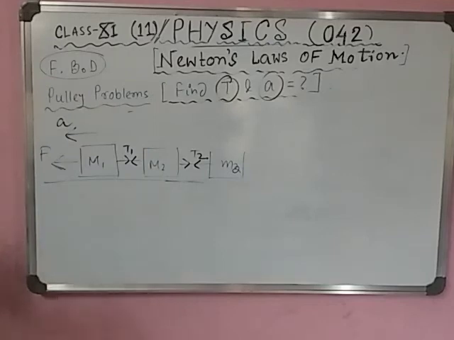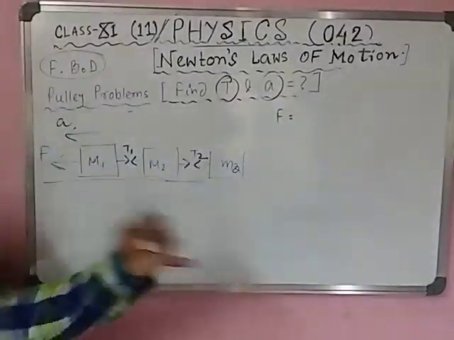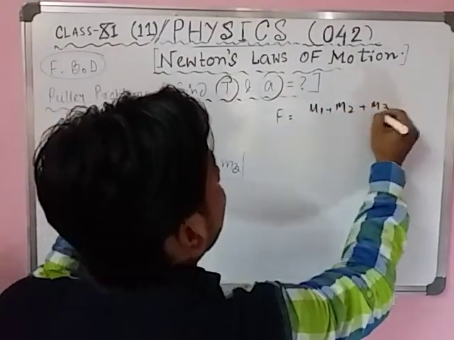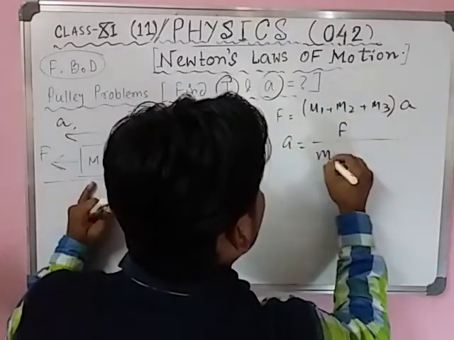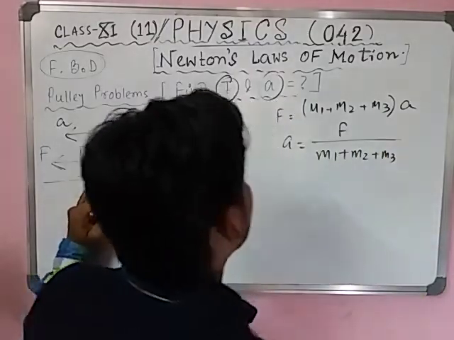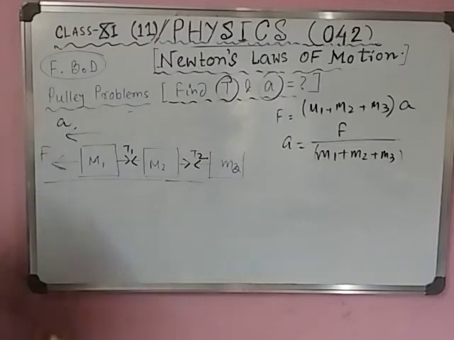So students, now you tell me the three equations. First of all, you need to calculate the acceleration. Force is equal to total mass into acceleration. Total mass of what? M1 plus M2 plus M3, into acceleration. So acceleration equals F by M1 plus M2 plus M3. Understood? If the force and M1, M2, M3 are given, then you can calculate the acceleration.